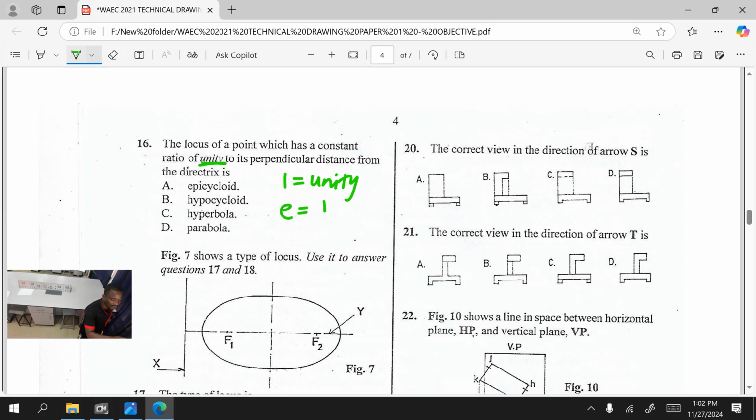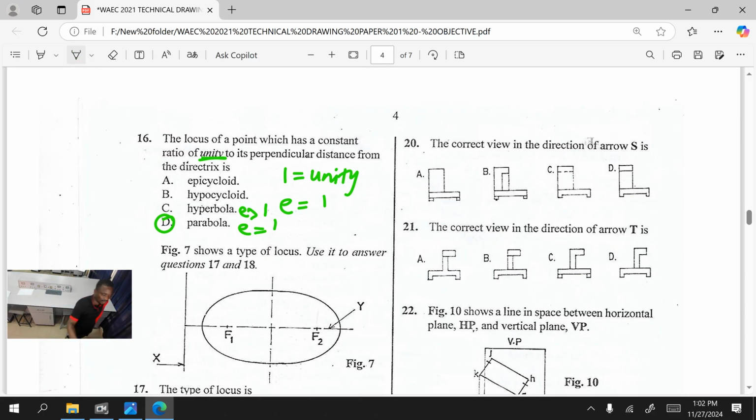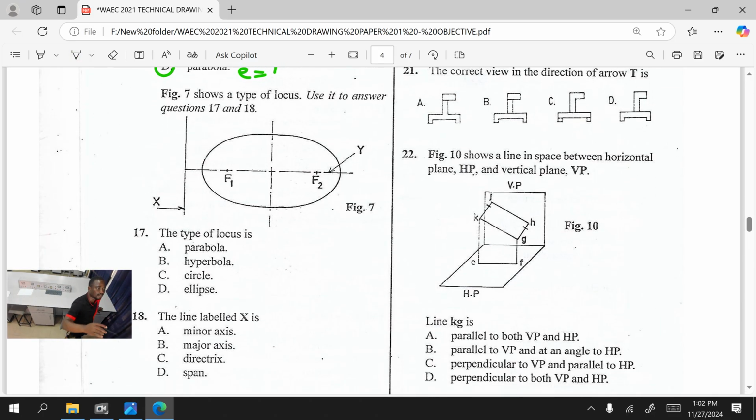They have nothing related to that. We are left with hyperbola and parabola. Hyperbola eccentricity is greater than 1. Parabola is the answer. When we have parabola, eccentricity equals 1. So when the locus of a point has a constant ratio of unity, it is a parabola. We move to question 17.